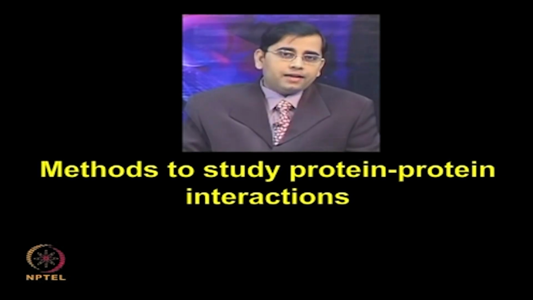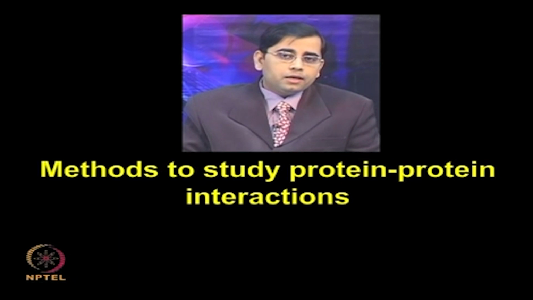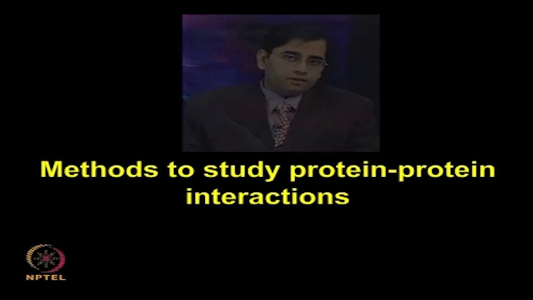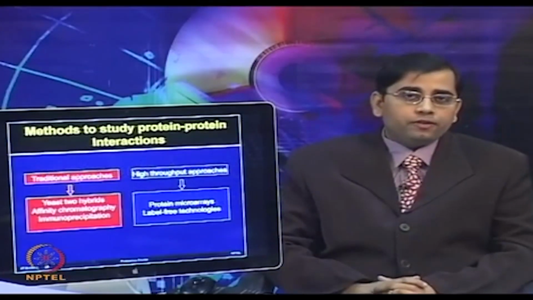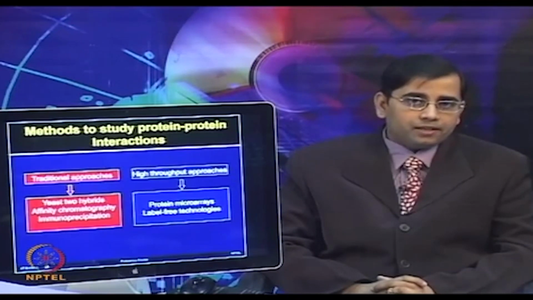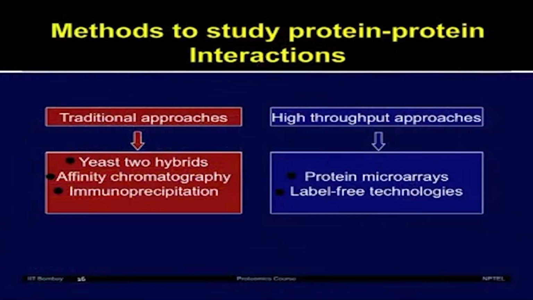Understanding protein-protein interaction provides important clues to the function of proteins. The identification of interactions with known proteins may suggest the functional role played by a novel protein. So, there are two different ways of studying these protein-protein interactions. One is the traditional approach, and then there are a few high throughput approaches.